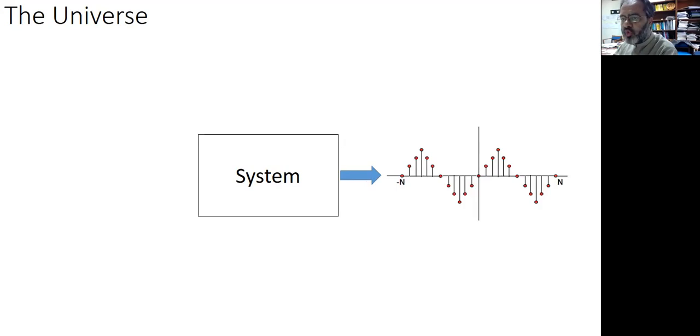So maybe it's a system like your car, and one of the things that you are interested in is its speed. So you conceptually represent the car as a box, and then out comes the arrow, and the arrow represents the speed of the car or its acceleration or whatever, right? So that's the relationship between a system and a signal.